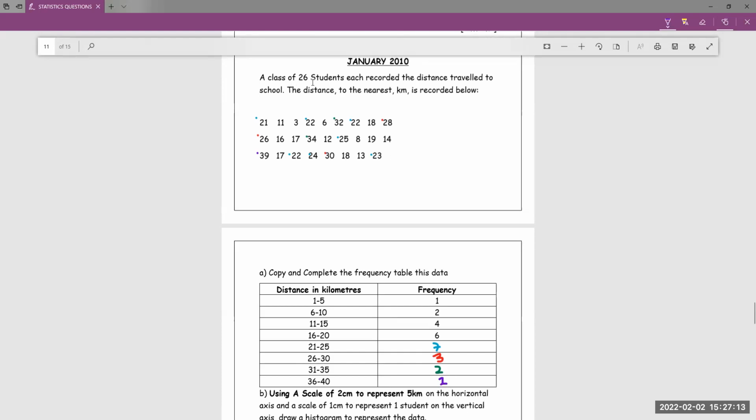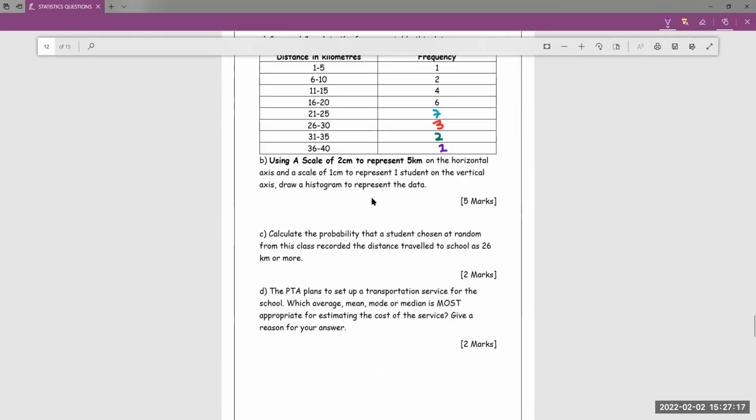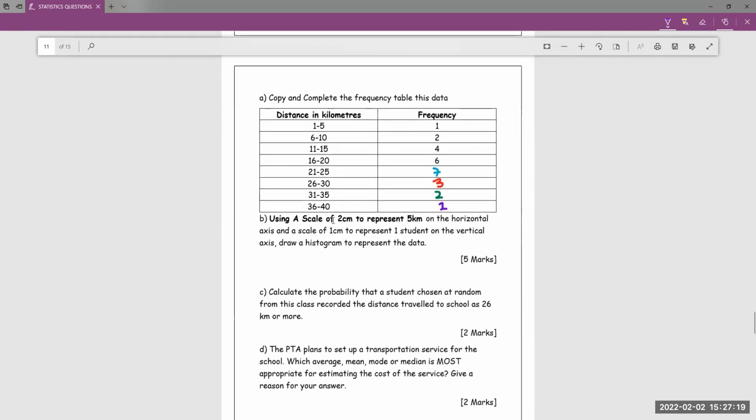Very good. That is correct. Very good. Well done. All right, that will give you 2 marks. So the next part now is to draw a histogram. Notice they give you how they want you to do it. Use a scale 2 centimeters to represent 5 on the x-axis. So in an exam, of course, you ensure that you use a proper scale, right?